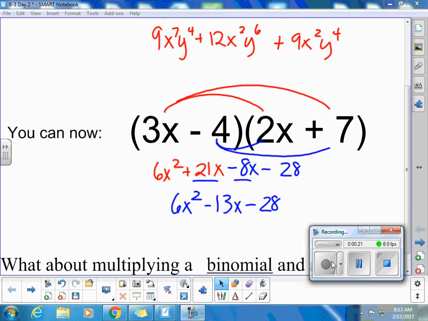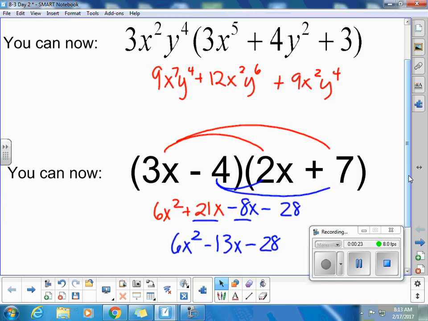All right, on the top one, you should get 9x to the 7th, y to the 4th, plus 12x to the 2nd, y to the 6th, plus 9x to the 2nd, y to the 4th. And since the exponents are different on all three monomial parts, we can't combine anything.